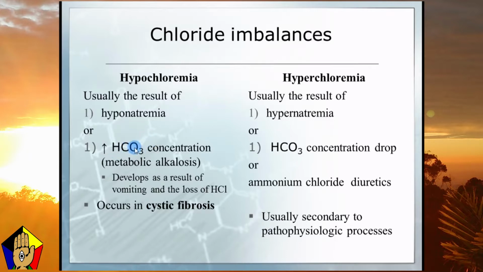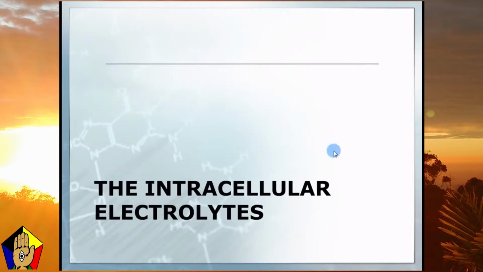This bicarbonate creates a very basic environment. So hypochloremia, usually you'll see signs of metabolic alkalosis at the same time. Right? And then just the opposite. When you have a drop in bicarbonate, you have a rise in chloride. So, one more here. Oh, I just realized the numbers didn't come out right. But anyway, a third problem with hyperchloremia is when people take too many chloride diuretics. So they're pumping lots and lots of chloride into their body, and it causes issues.